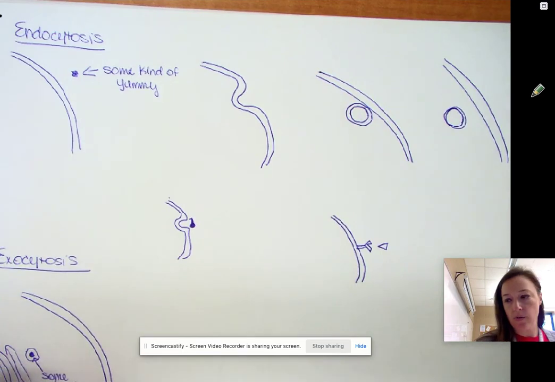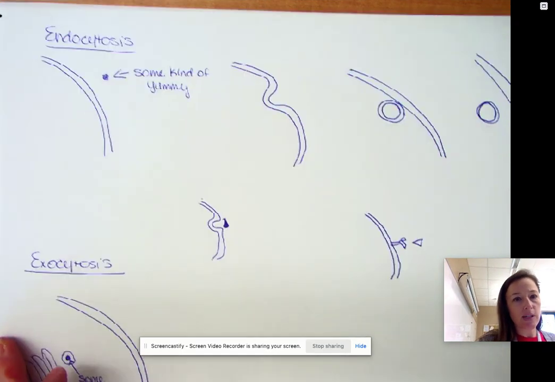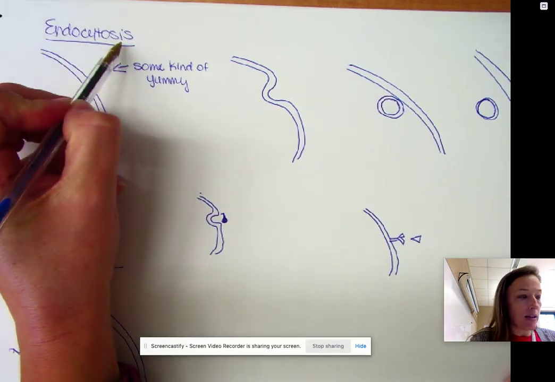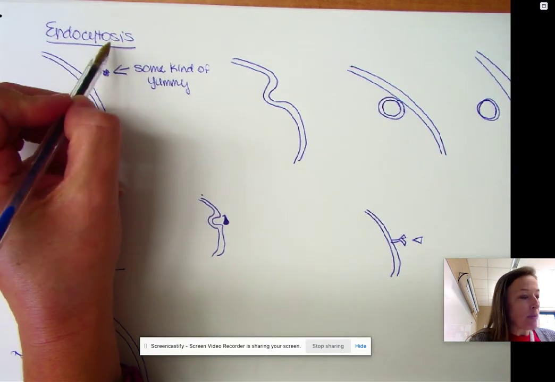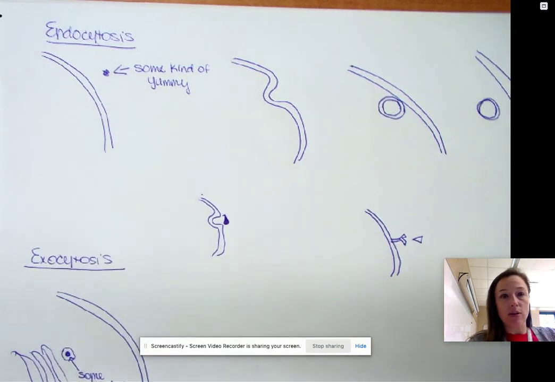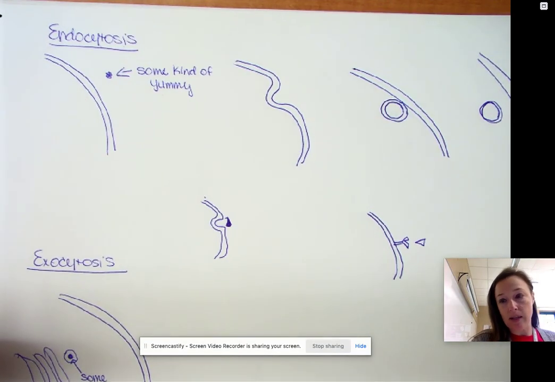All right, so in this one we're going to talk about endo and exocytosis. So endocytosis: endo means in, cyte means cell, and osis is process of. So it's the process of bringing something into the cell, some kind of yummy that the cell wants, maybe some food, maybe some hormone that it needs or whatever.